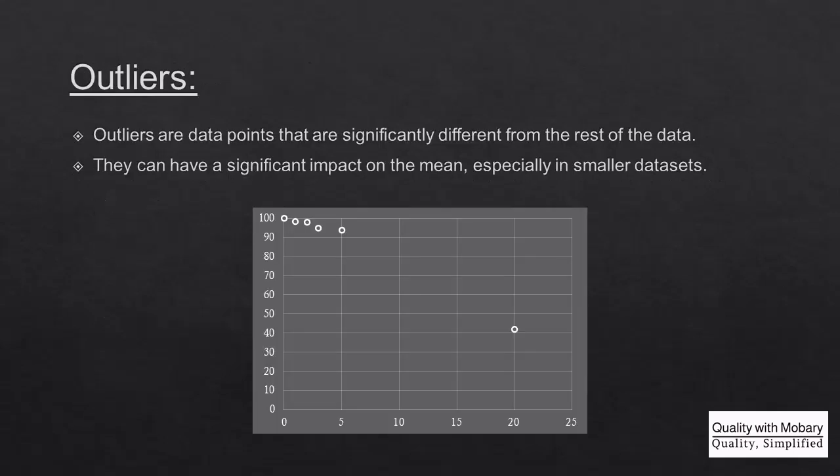However, here's the tricky part. This method is affected by something called an outlier. In case you're wondering what an outlier is, it's a data point that's significantly different from the rest of the data, right? So let's see this scatter plot.